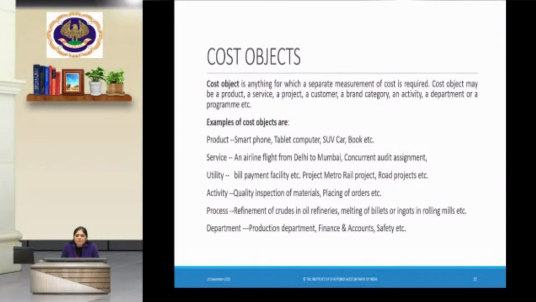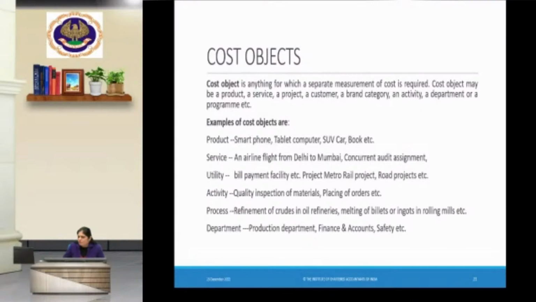Utility, for any utility bill payment facility. All right, for a metro rail project, for a road project. So any cost object can be there. Quality inspection of material, if we talk about activity, placing of orders, process, refinement process, what is the cost of a refinement process? So all those processes in different types of industries, departments: what is the cost of a production department, what is the cost of a finance department.